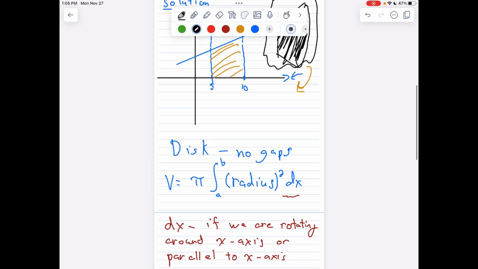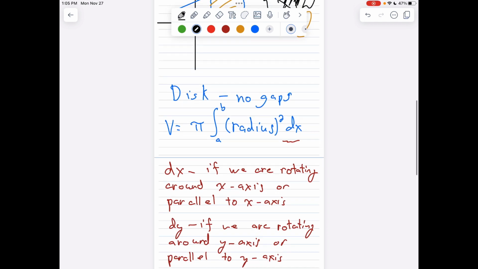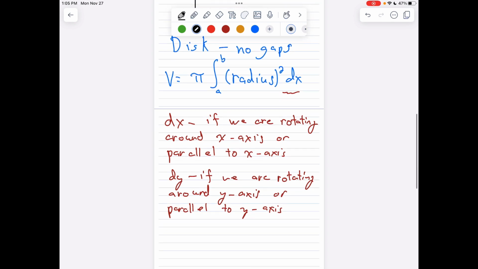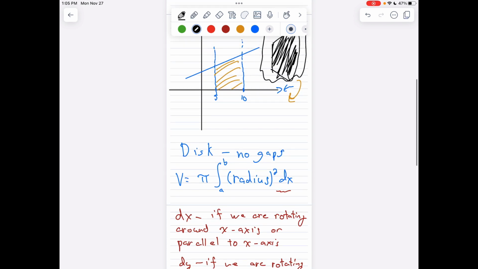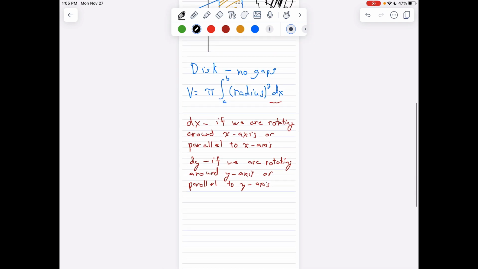And I underlined dx there because this could be in terms of dx or dy. It's going to be dx if you're rotating around the x-axis or anything parallel to the x-axis. And technically it's dy if we are rotating around the y-axis or anything parallel to the y-axis, okay? So in our case, if we were to do the computation here, how would that look? Well, going with what I wrote in blue there, the volume equals pi times some integral.